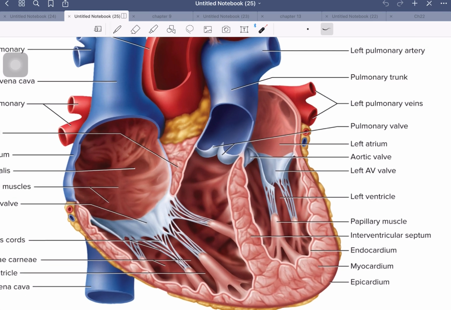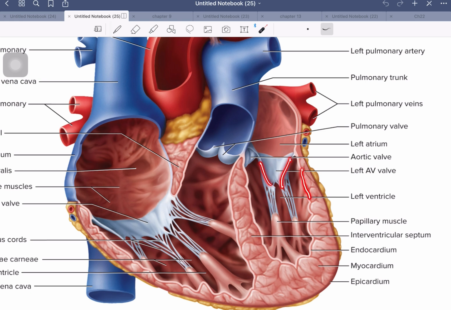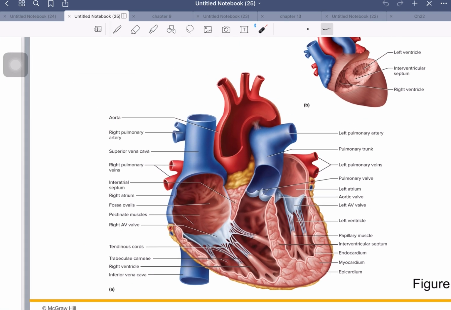The valves and the lining of all the chambers are made up of endocardium. So we see endocardium that lines all the chambers and is also associated with the valves. And actually the endocardium is continuous with the lining of the blood vessels. If we look from outside to inside in the heart, the layers are the epicardium, the myocardium, which is the actual muscle layer, and then the innermost layer, which is the endocardium. So that's just a quick overview of the internal structures of the heart.